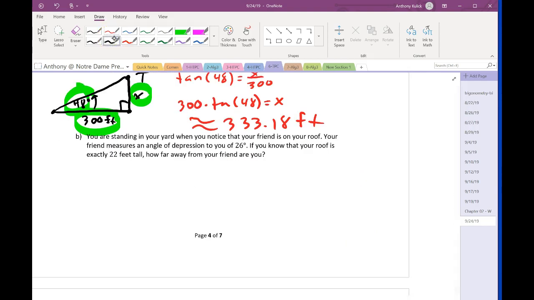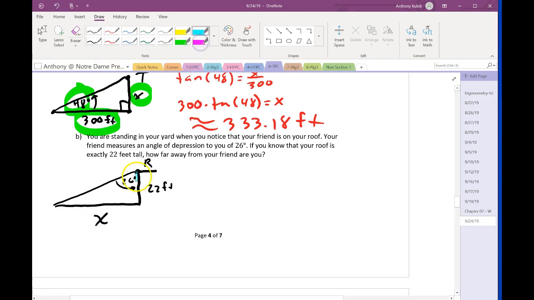All right, next one. You're standing in your yard. You notice your friend is on your roof. Your crazy friend. Your friend measures an angle of depression to you of 26 degrees. And we know our roof is exactly 22 feet tall. How far away is your friend? So here's your friend up on the roof. They look down at you, and I say that's 26 degrees. So an angle of depression is like that. And it tells us that the roof is 22 feet tall, and we're looking for side x.